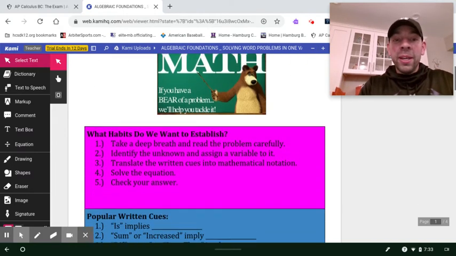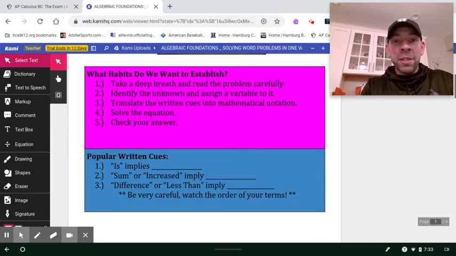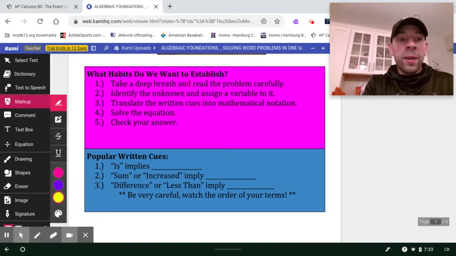So we're going to jump right in and really focus on some habits that we want to establish that become routine and automatic. We want to make sure that we always start off by taking a deep breath and reading the problem very carefully. I know you can do it. And we're going to give you the confidence to get that done. Maybe the most important habit we want to establish is identifying the unknown. What exactly is it that we don't know? And then assign a variable to it.